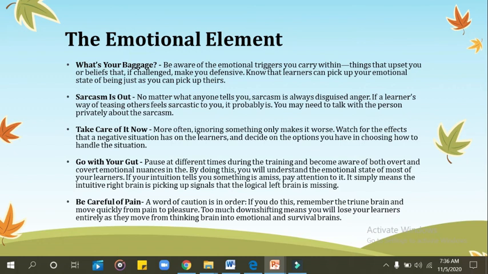Then also we have sarcasm is out. No matter what anyone tells you, sarcasm is always disguised anger. As stated earlier, when in doubt, leave it out. If learners' way of teasing others feels sarcastic to you, it probably is. You may need to talk with the person privately about the sarcasm.